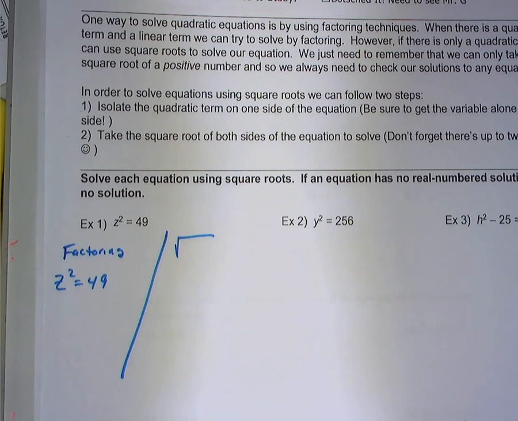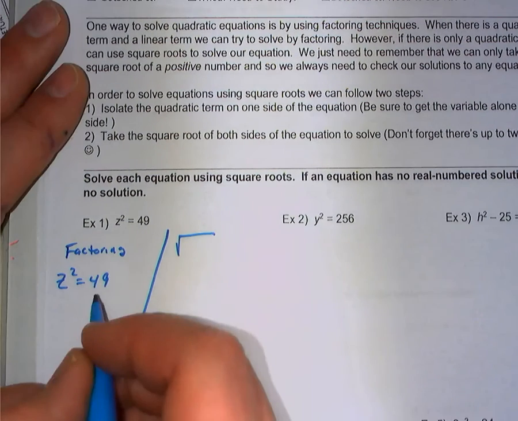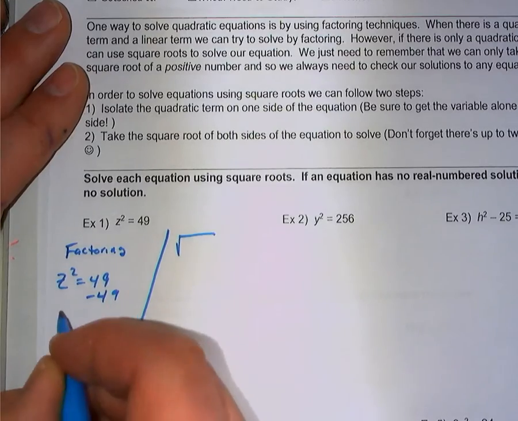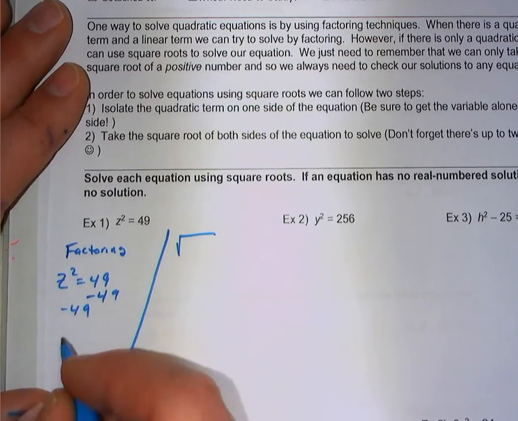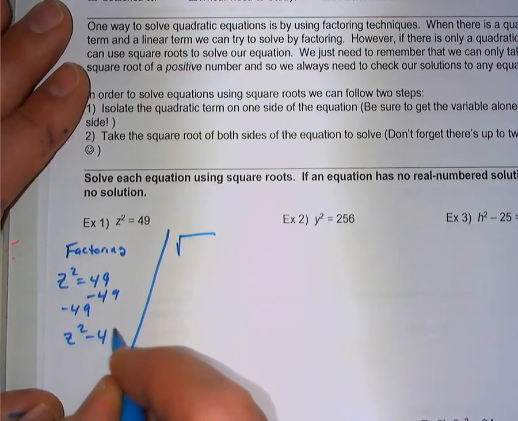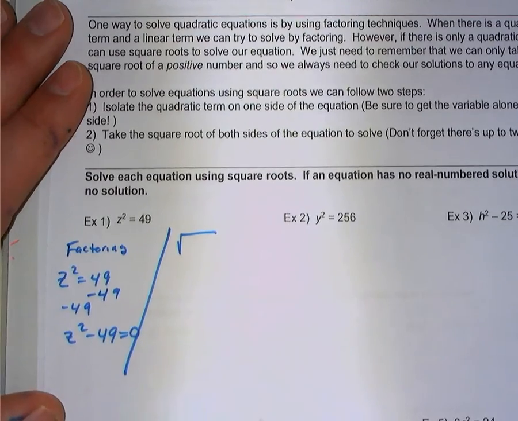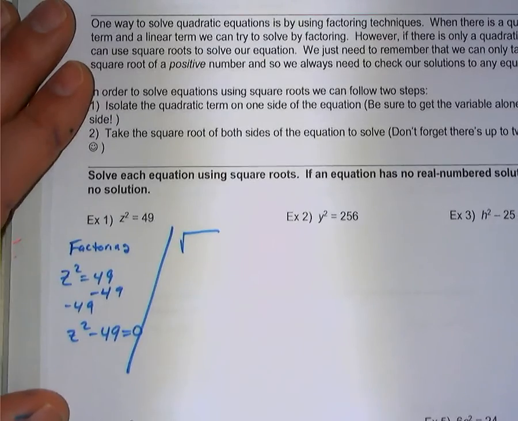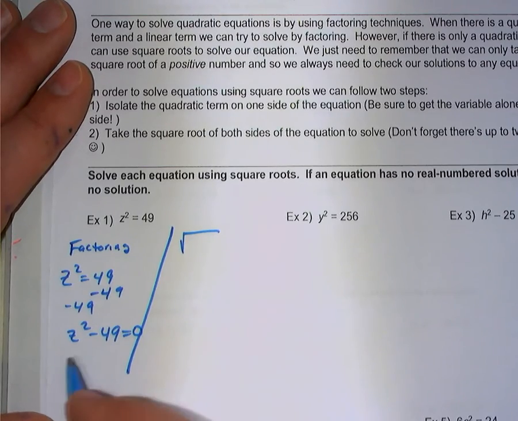All right, so again, we're looking to factor. What's the first thing we got to do if we're going to factor? Gail, get your stuff equal to 0. Go ahead and subtract this guy over. So now I've got z squared minus 49 equals 0. Very good. Okay. Now, teach me how to factor.